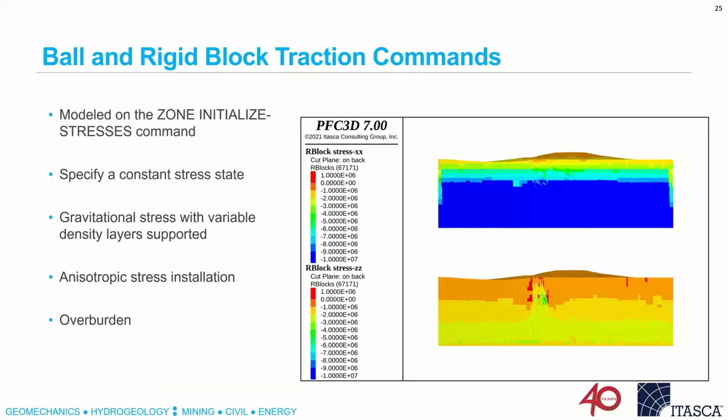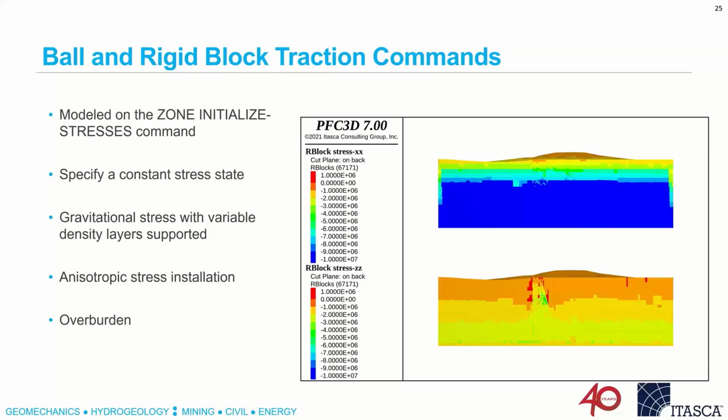This can be applied as well, and I mentioned it's the ball tractions command. There's an equivalent rigid block tractions command, and both those commands were modeled on the zone initialize-stresses command from PFC3D. They allow you to specify a constant stress state, so you can have a totally isotropic stress state. You can have gravitational stresses, so a depth-dependent stress state. You can also have the horizontals be proportional to the depth-dependent stress state.